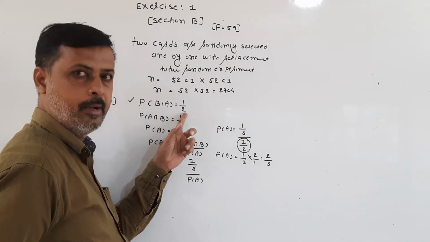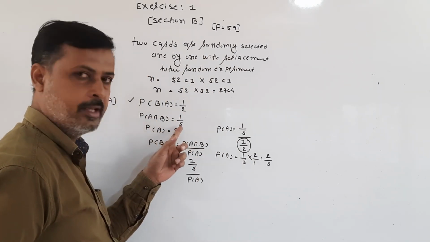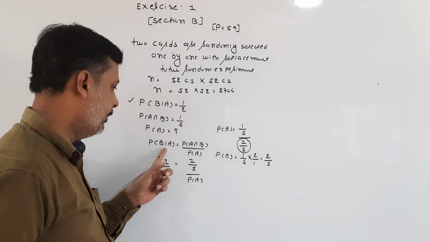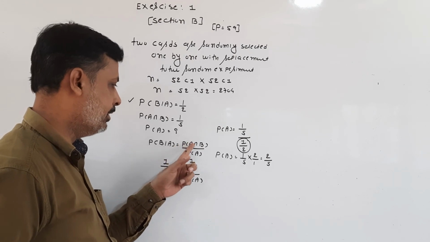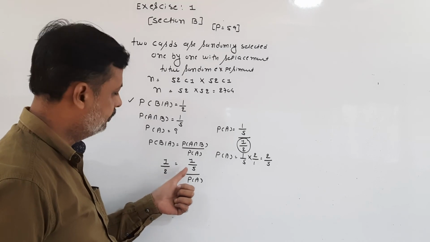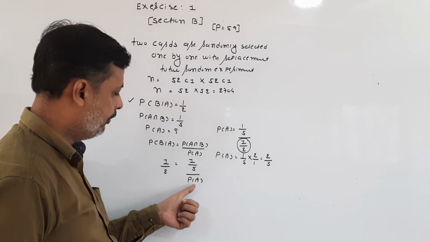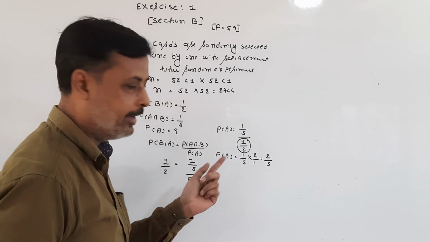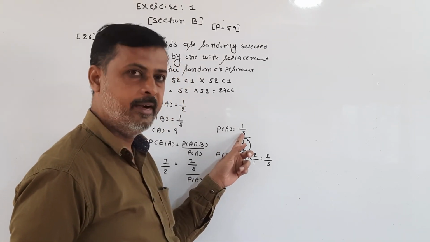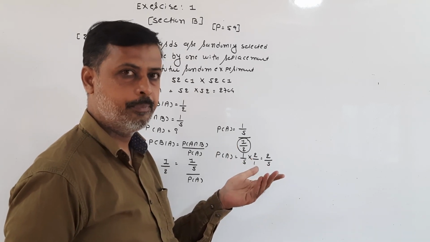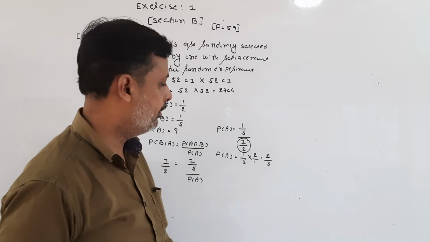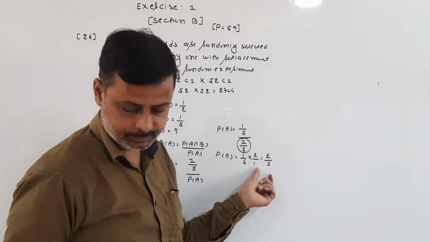B upon A 1 by 2, A intersection B 1 by 5, P of A we have to find. B upon A is equal to P of A intersection B upon P of A. So 1 by 2, 1 by 5 upon P of A. यहाँ मल्टीप्लाई का रिलेशन उसको डिवाइड कर लिया. अब डिवाइड नहीं करना तो हम मल्टीप्लाई करेंगे, तो न्यूमरेटर डिनोमिनेटर में चला जाएगा, डिनोमिनेटर न्यूमरेटर हो जाएगा. सो आंसर 2 by 5.